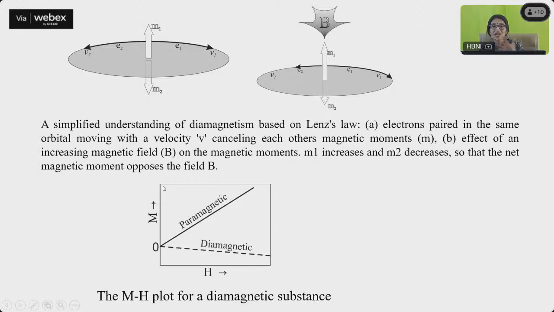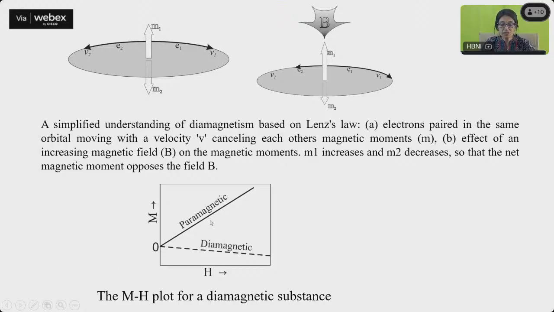If you want to understand diamagnetism, one of the most simplified ways is based on Lenz's law. Electrons paired in the same orbital, moving with a velocity v, cancel each other's magnetic moments. Then if a magnetic field is applied, with increasing magnetic field B on the magnetic moments, you find M1 is increasing and M2 is decreasing, so that the net magnetic moment is basically opposing the direction of the applied field.